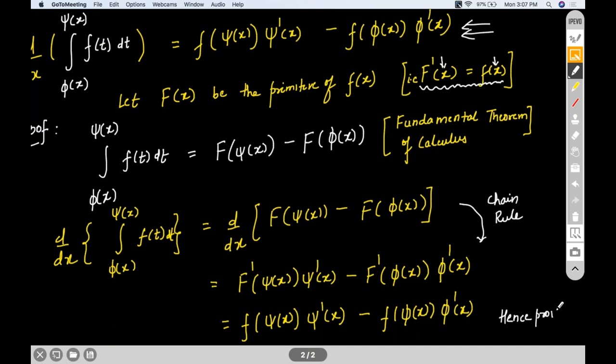Hope the process was very clear to you. At any stage of this evaluation, you never needed capital F of x. That means you never needed the primitive of small f of x, so you never needed to apply integration at all, right? This becomes so simple to evaluate that you don't have to take a longer route. Now I'll give you an example to understand this. Hope there's no question so far.